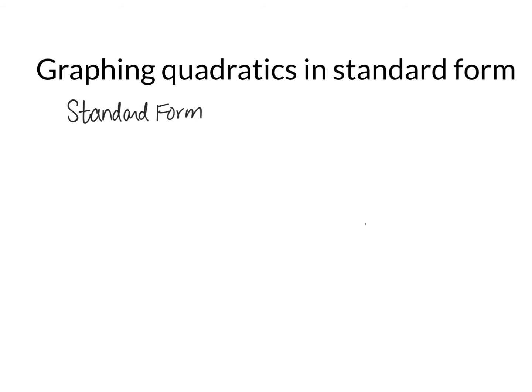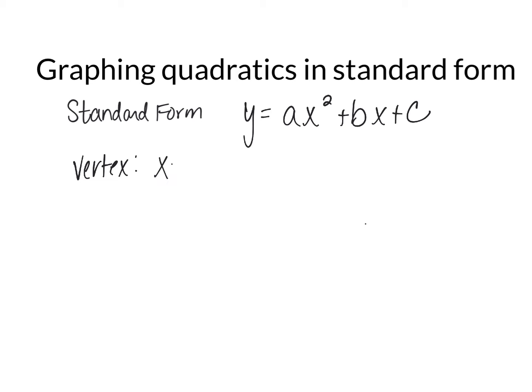The standard form of a quadratic is y equals ax squared plus bx plus c. So it's the multiplied out version of the quadratic. The x value of the vertex can be found by taking the opposite of b and dividing that by 2 times a. B is the number in front of the x. A is the number in front of the x squared. It's not a really complicated equation. Negative b divided by 2a.